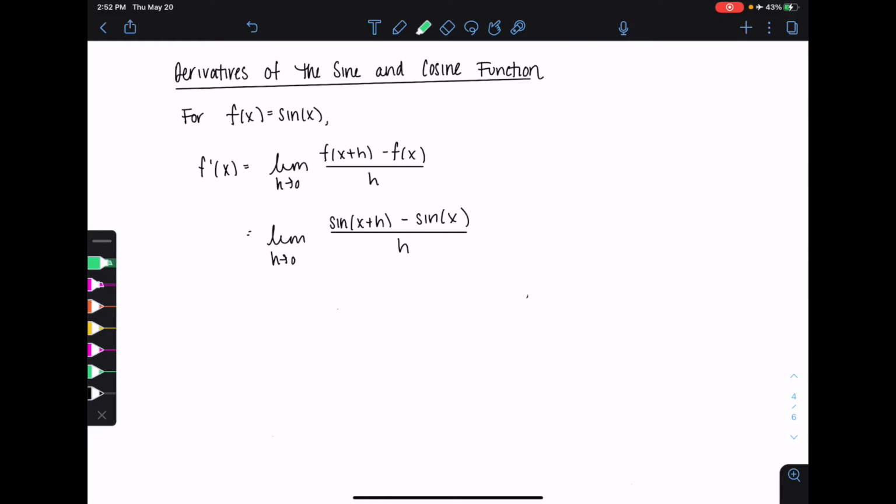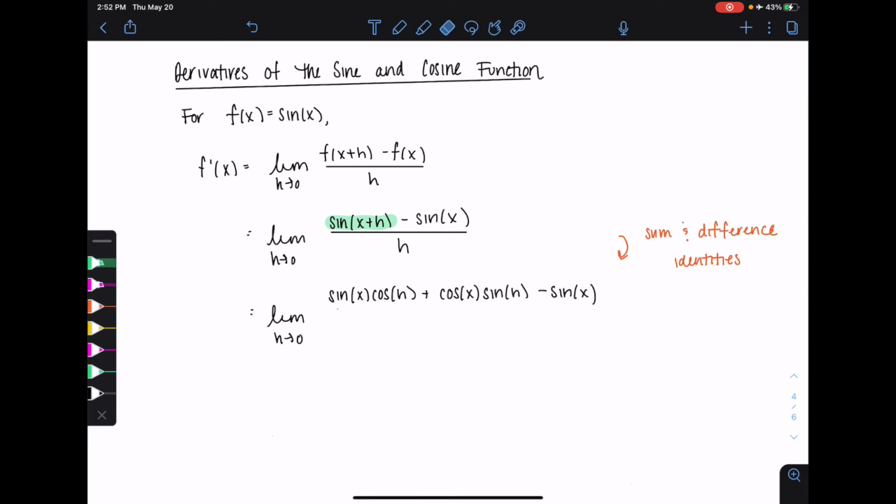Now this is way complicated to work with, but maybe you remember some of your sum and difference identities. If you're dealing with sine of the sum of two angles, you can say that is sine of x cosine of h plus cosine of the other angle, sine of the other angle, and then minus sine of x, all over h. So that's using that sum and difference identity to rewrite sine of x plus h.